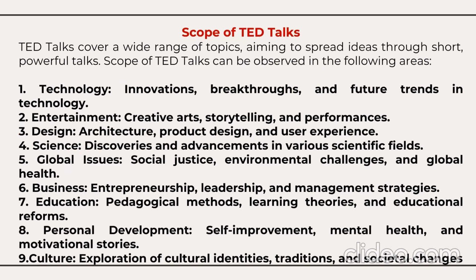Now, what's the scope? The TED Talk covers a wide range of topics aiming to spread ideas through short, powerful talks. So we can see the TED Talk's scope in the following areas. Number one, technology, where we talk about innovations, breakthroughs, future trends in the technology. Entertainment, which talks about creative art, storytelling, performances. Design, which themes about architecture, product design, and the user experience. Science, which deals with discoveries, advancements in the various scientific fields, global issues, business, education, personal development, culture.